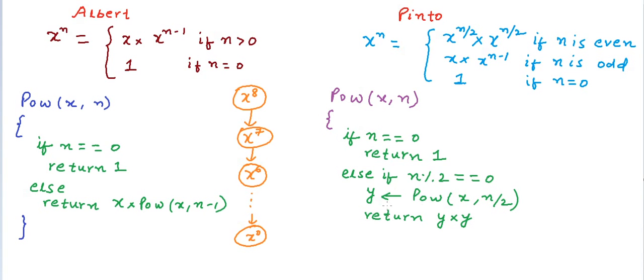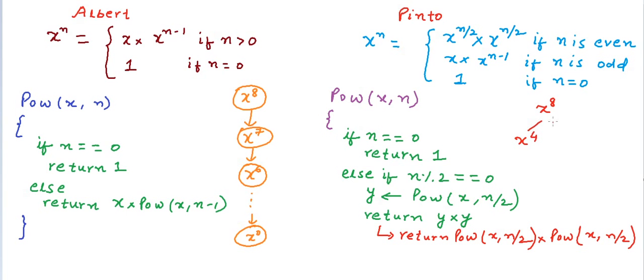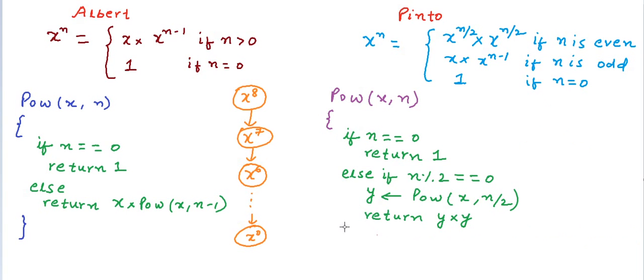Now instead of writing these two statements here, we could also have simply written return power x comma n by 2 into power x comma n by 2, but that would have been very bad, because in that case we would make two different calls to calculate the same value, which will be unnecessary redundancy. So if we would want to calculate x to the power 8, we will make two calls to calculate x to the power 4 and then multiply them. So we make just one call and store it and then simply multiply it to calculate the square.